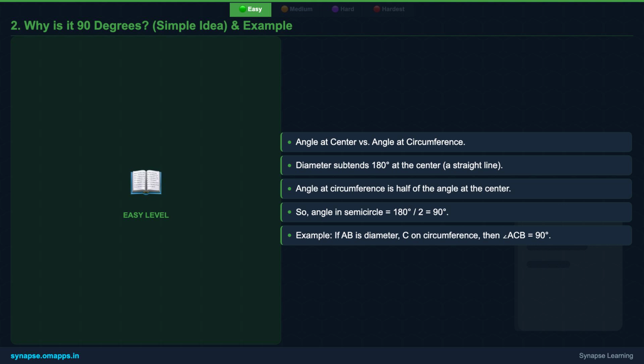The simplest way to understand this involves another important circle theorem. Remember that the angle an arc makes at the center of a circle is double the angle it makes at any point on the circumference? Well, a diameter forms a straight line, which means it subtends an angle of 180 degrees at the center of the circle. Since the angle at the circumference is half of the angle at the center, half of 180 degrees is precisely 90 degrees. Look at the example. If AB is the diameter and C is on the circumference, angle ACB will always be 90 degrees. It's a fundamental property that makes problem solving much easier.